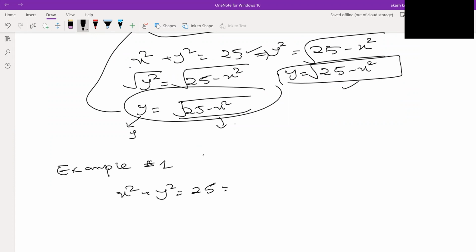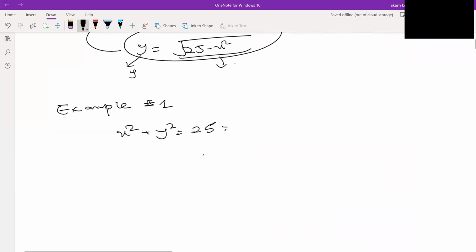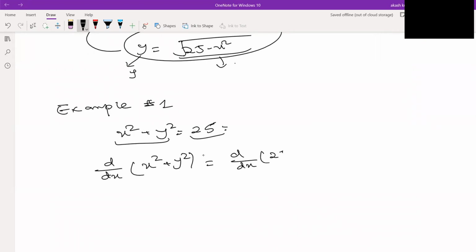All the time the function will not be simplifiable like this. All the time we can't separate x and y. If we can't simplify it, then we apply the implicit derivative. We differentiate the right side and the left side of the equation with respect to x. This will be x square plus y square, and the derivative of the right side will be 0 because it's a constant term. Right? What will be the derivative of x square? 2x. No, just 2. 2x, sorry.